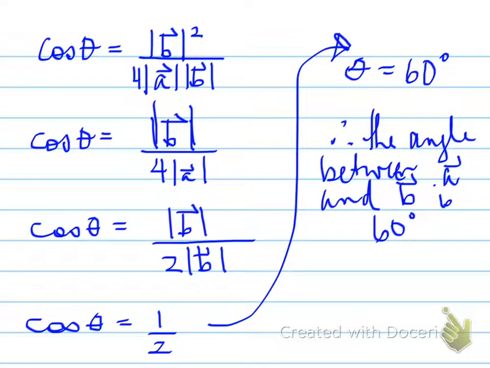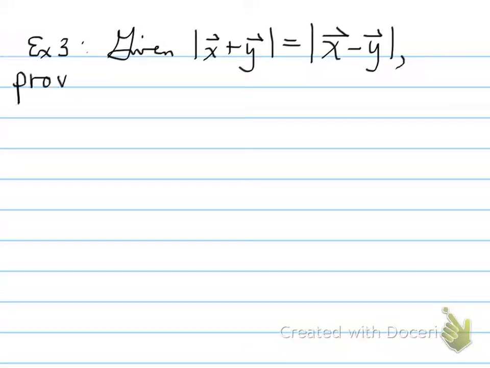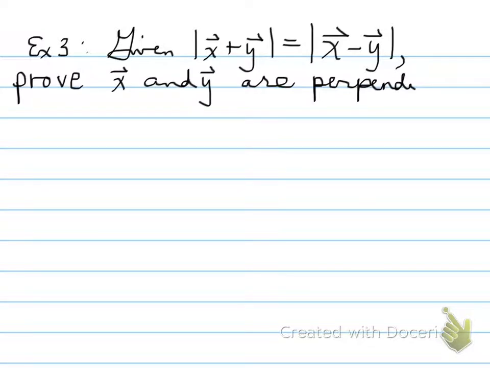All right, last example. Example number 3. Given the magnitude of x plus y is equal to the magnitude of x minus y, you're asked to prove x and y are perpendicular. Well, this is kind of tough. So we need to figure out what we do know. We know something special about magnitudes. We know that the magnitude squared means that the angle between the two values is 0.